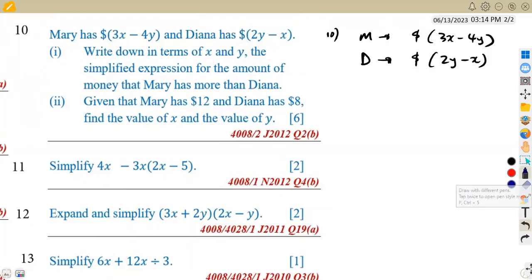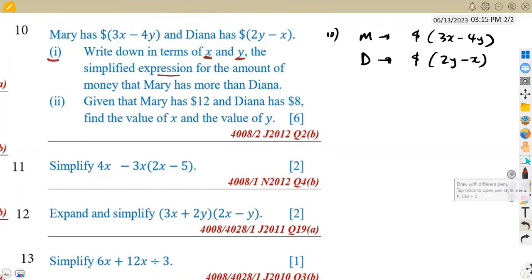The question that you are given here is to write down in terms of x and y. Take note, we are supposed to have x and y in our final answer. The simplified expression for the amount of money that Mary has more than Diana. Let's say Mary has $50 in this case, and Diana has $20. How would you find how much more Mary has? You're going to simply subtract the amount, 50 minus 20. That is what you're going to do. You simply subtract. But now we are not given numerical values that we are used to.